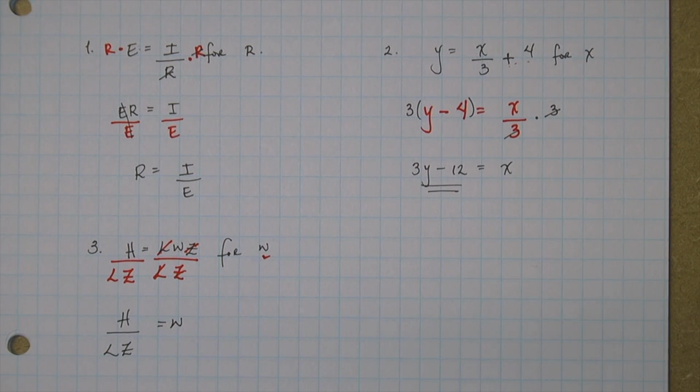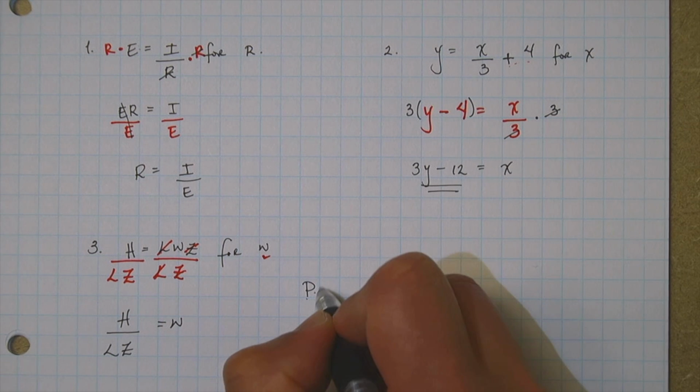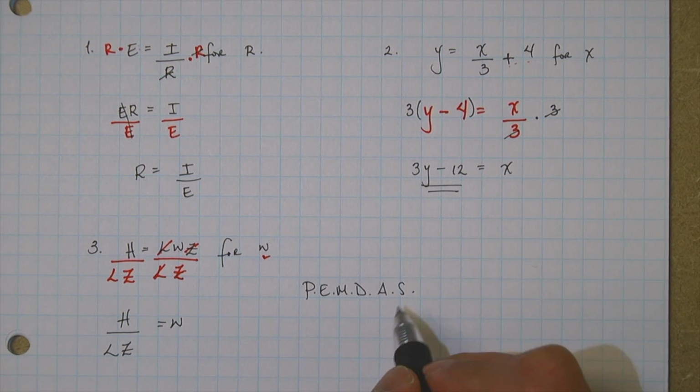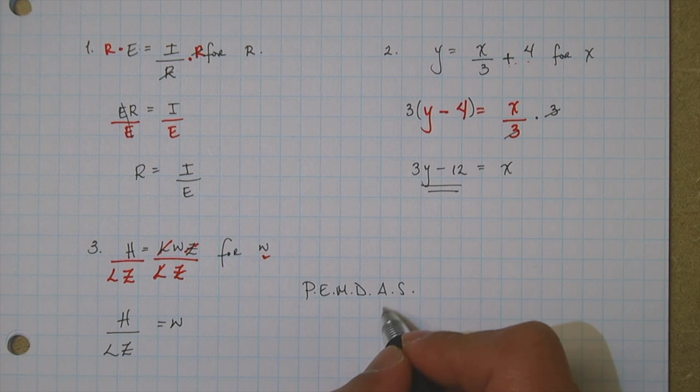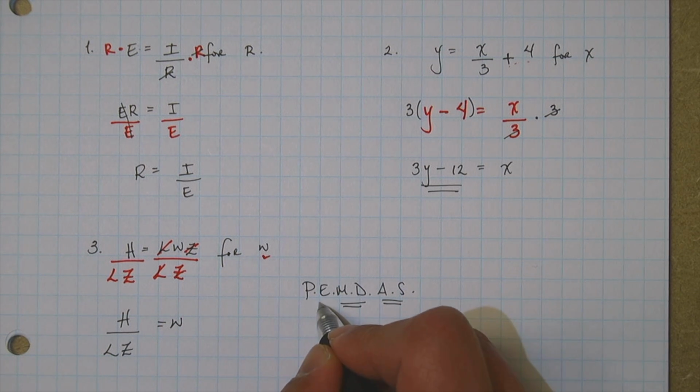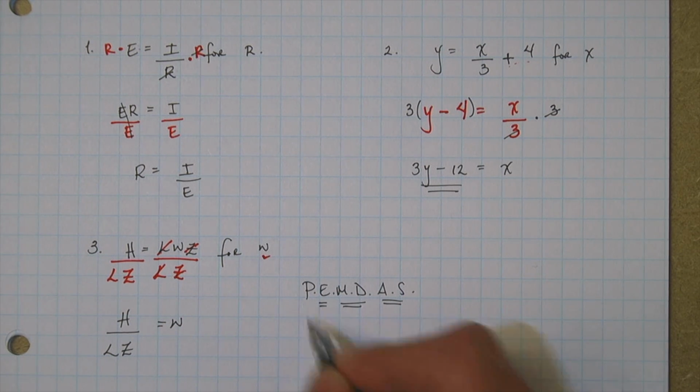Alright guys, so hopefully you remember PEMDAS, order of operations. Whenever you're solving, remember you start by undoing addition and subtraction, then undo multiplication and division, undo exponents, and then undo whatever's inside of parentheses.